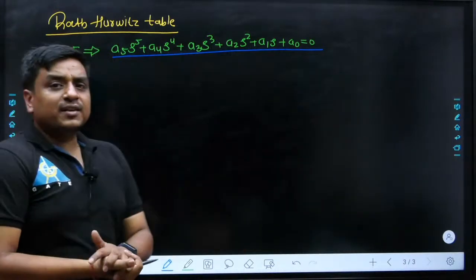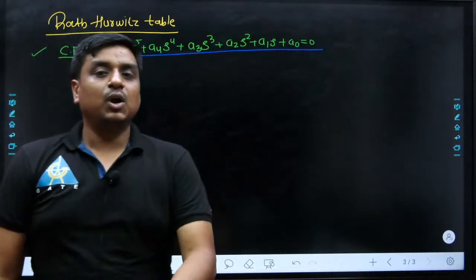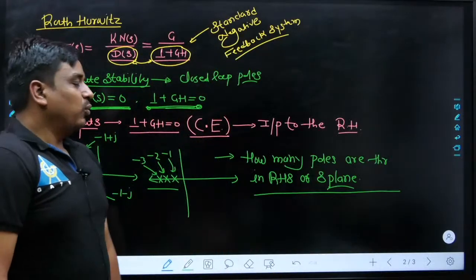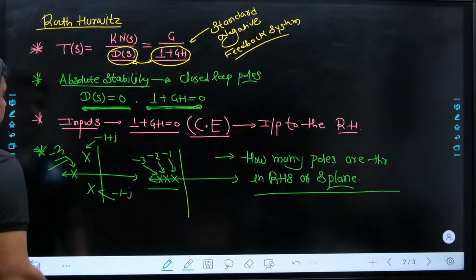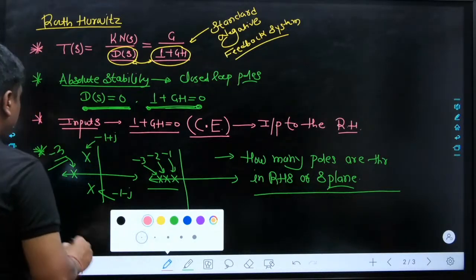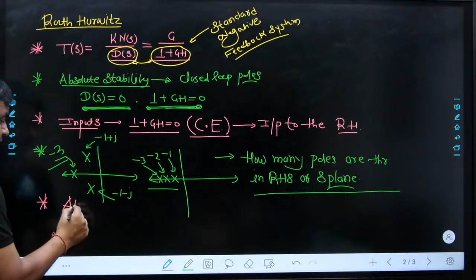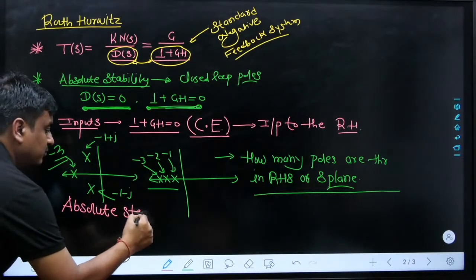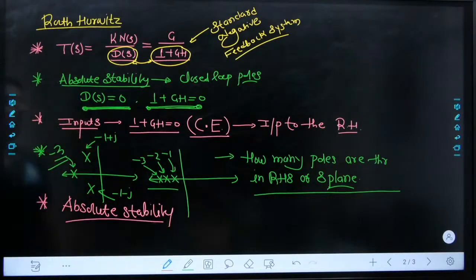And now you would be interested in finding whether the given characteristic equation is a characteristic equation of a stable system or an unstable system. Anyways, one more important point you can write over here. It does not locate the exact location. And here it talks about only one type of stability, and that is nothing but the absolute stability.